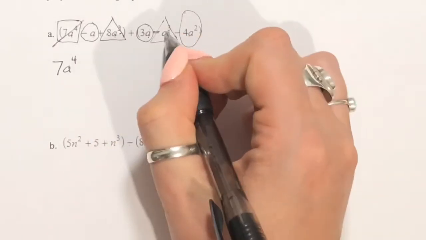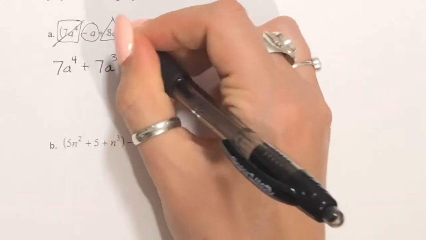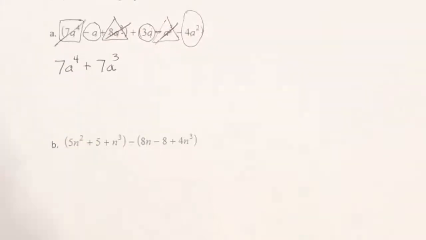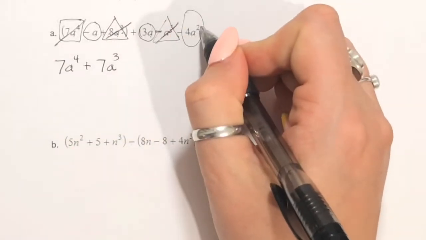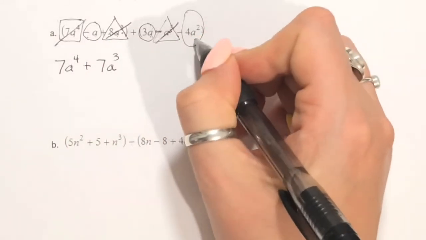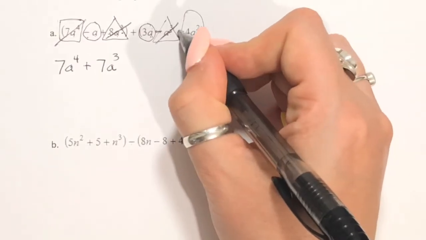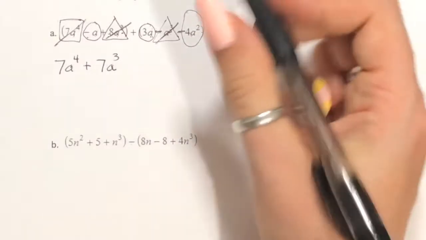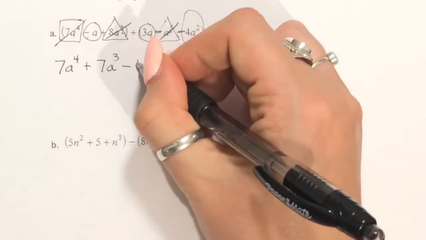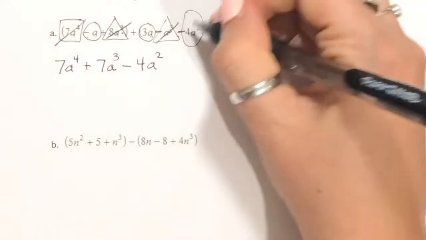So 8 minus 1 is 7. So we get 7a to the cubed when I combine those two, and I'll cross them out. The next degree, if I'm descending, would be a power of 2. That's power of 1 and power of 1, so this is our only power of 2. So since it's by itself, we don't have to combine it. Don't forget that this was a minus in front, so we want to bring that negative with us. So that negative 4a squared is just going to stay the same, and we'll cross it off.